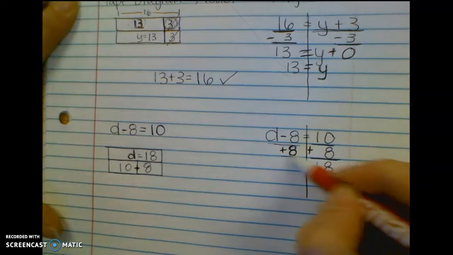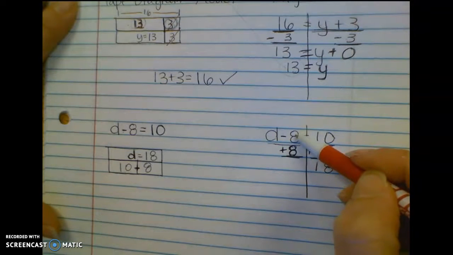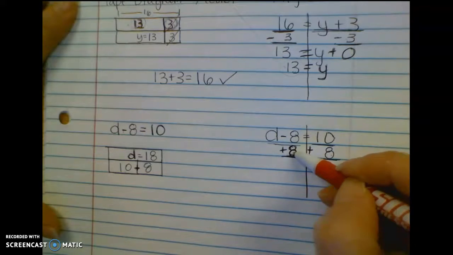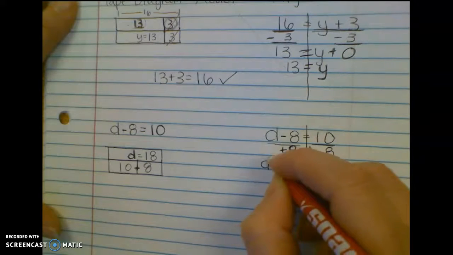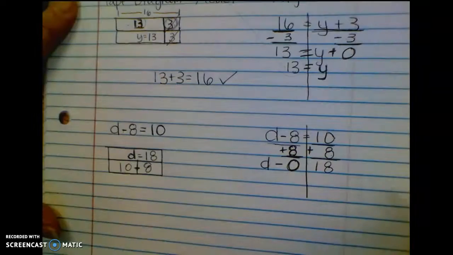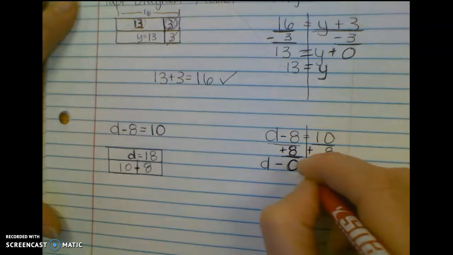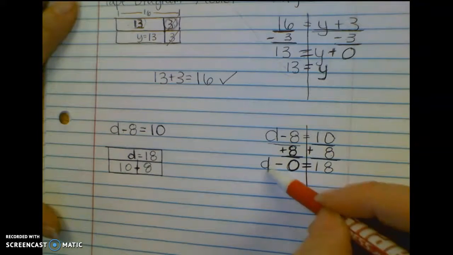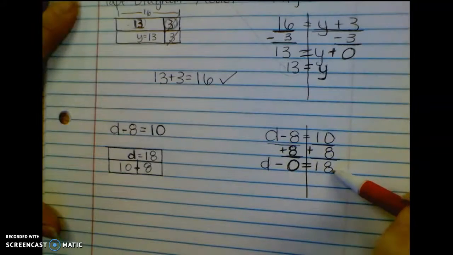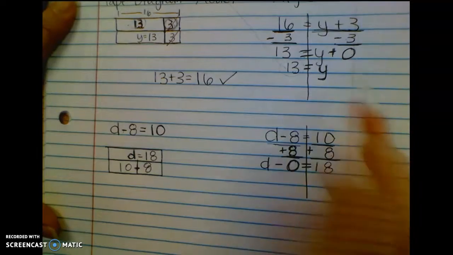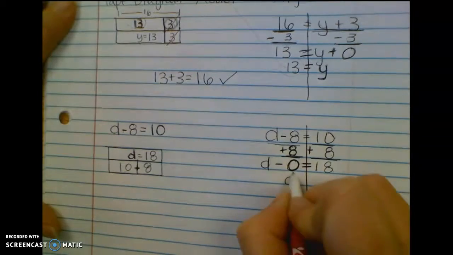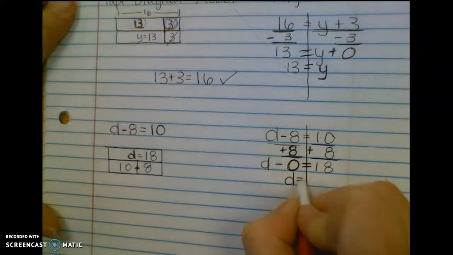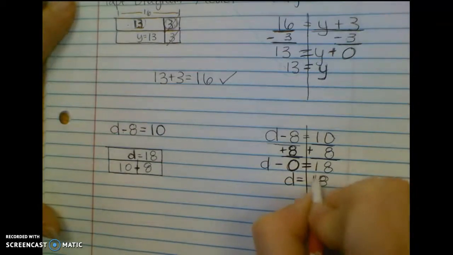Mathematically, what I'm doing on this side is, if I owe somebody $8 and then I give them $8, I now owe them $0. I still have d minus, but now I'm taking away nothing. It's back to being balanced, so I can say it's equal because d minus 0 is the same as 18, because I did the same thing to both sides. So again, identity property of subtraction: if I'm not taking anything away from d, then I simply have d. So that tells me d is the same as 18.